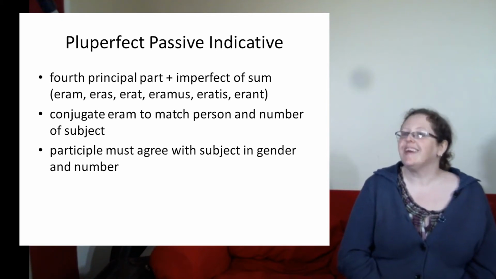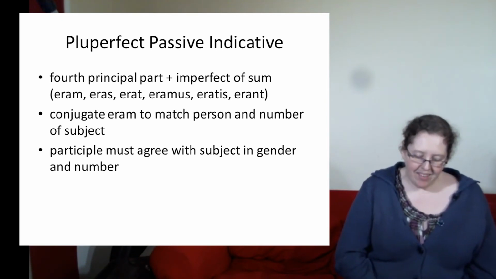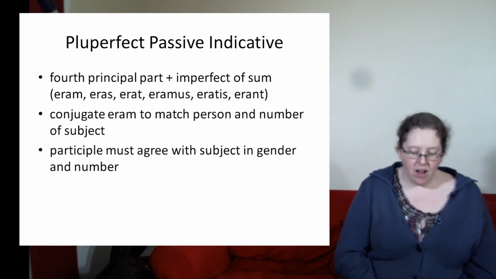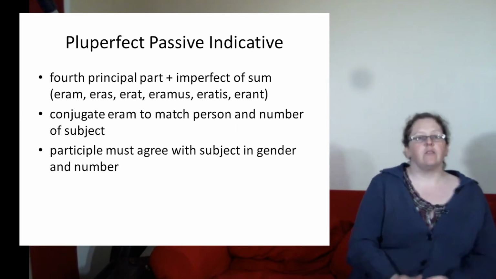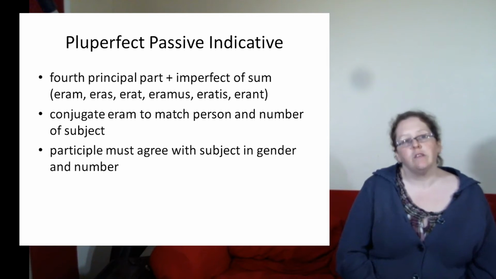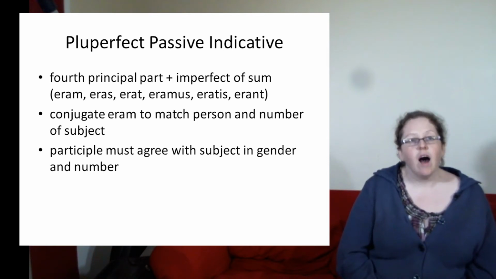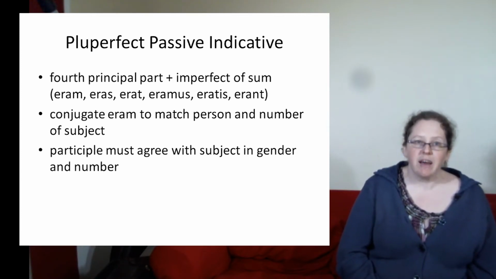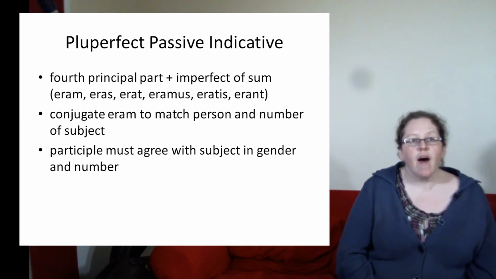So as you can see up on the slide, sorry, the slide's this way. We have got eram, eras, erat, eramus, eratis, erant. So for instance, if you wanted to conjugate amo in the pluperfect indicative passive, and we're going to assume a masculine subject, it would be amatus eram, I had been loved. Amatus eras, you singular had been loved. Amatus erat, he had been loved.